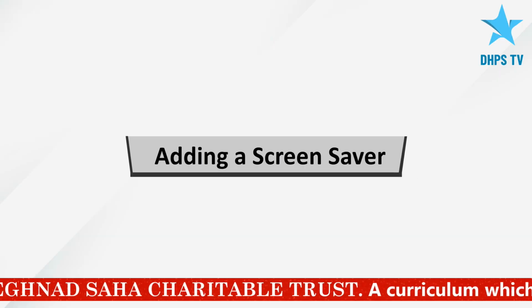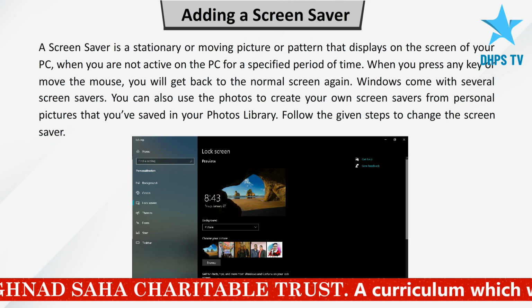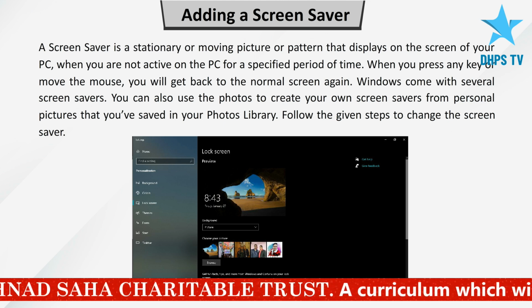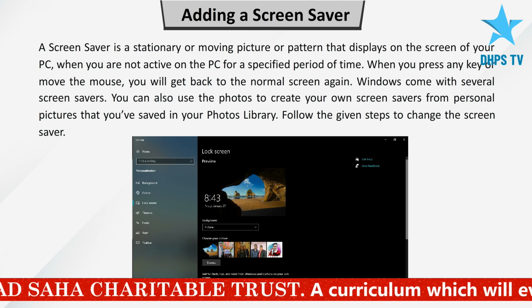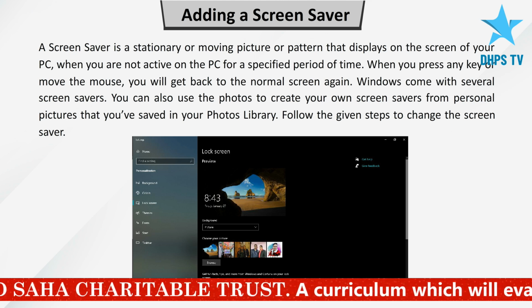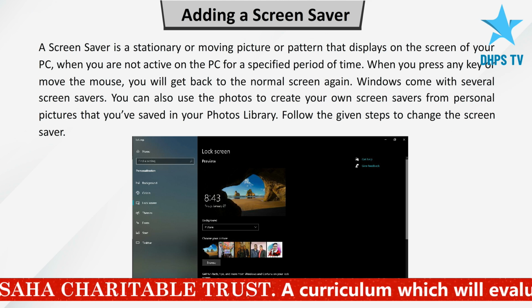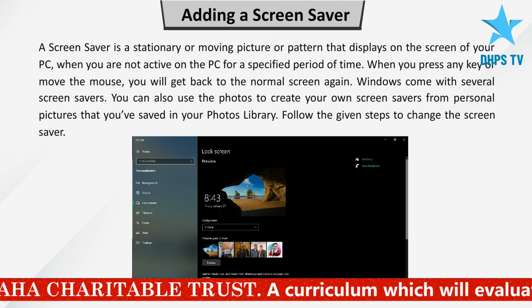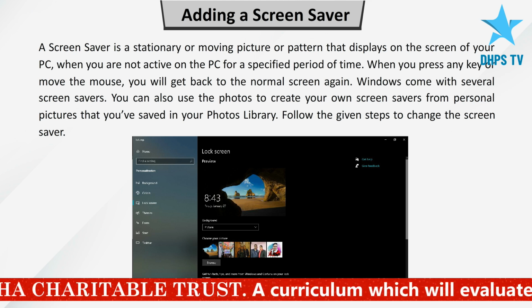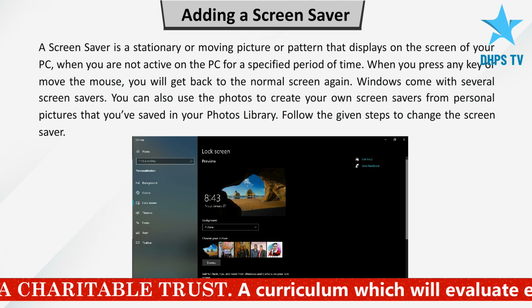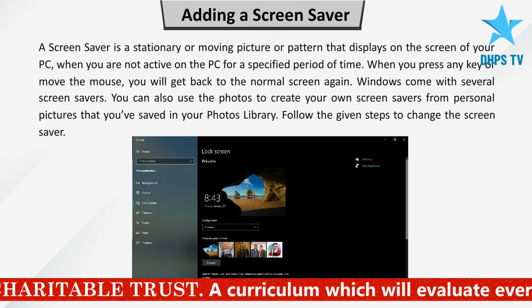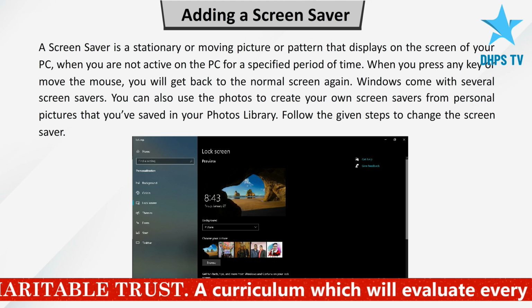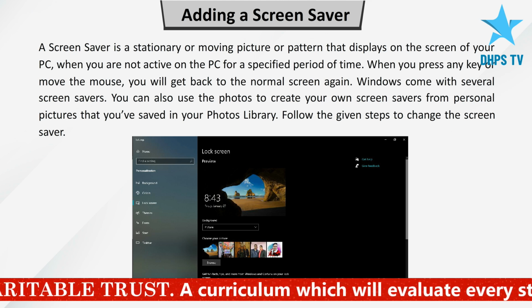Adding a screensaver. A screensaver is a stationary or moving picture or pattern that displays on the screen of your PC when you are not active on the PC for a specified period of time. When you press any key or move the mouse, you will get back to the normal screen again. Windows come with several screensavers.